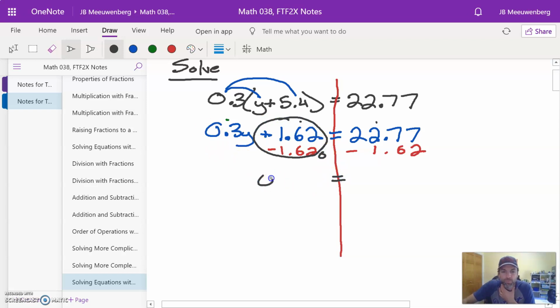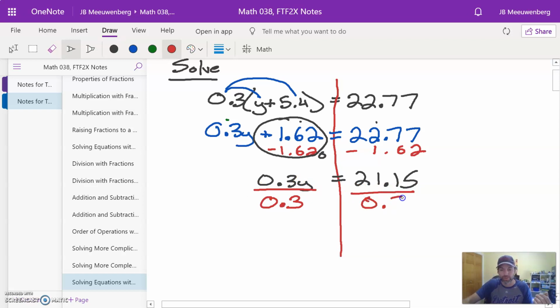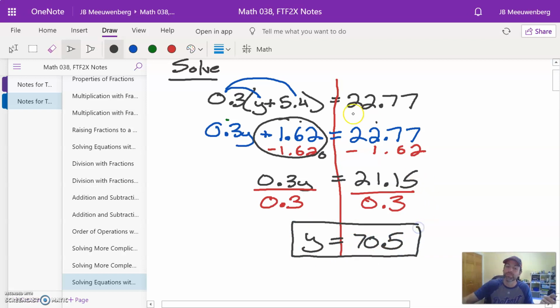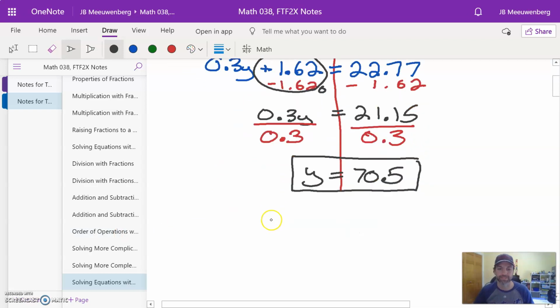And this turns into 0. Equals, let's see, the 0.3y is still there. This stuff over on the right has to be subtracted, and that is 21.15. Now we get to our spot where we have a decimal coefficient times the variable, so we'll divide by that coefficient, 0.3. Divide by 0.3 on both sides. y is equal to 70.5. Like always, you can take that number, substitute it back up here, and check it. And you should get a true statement.